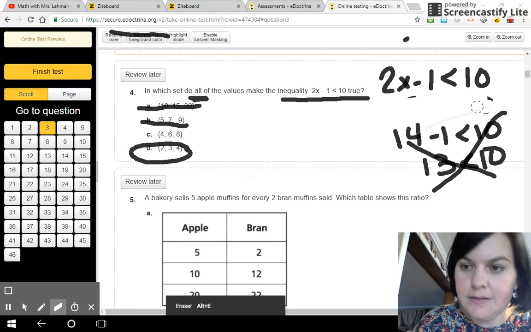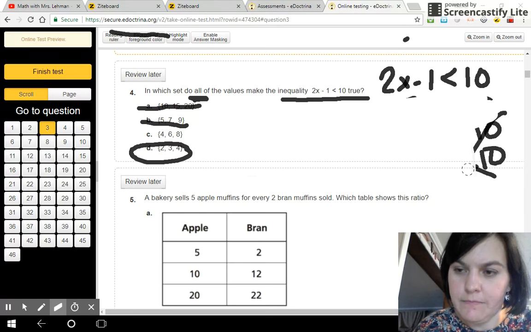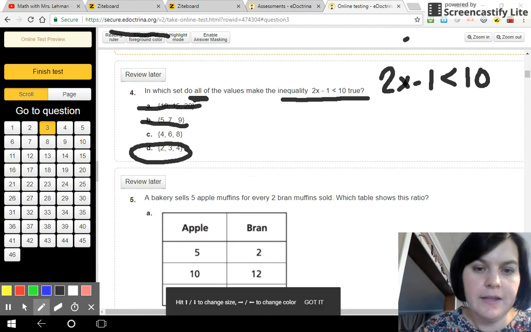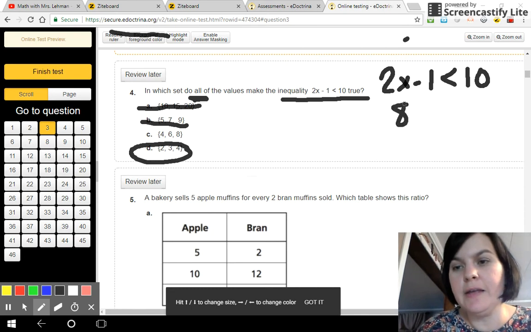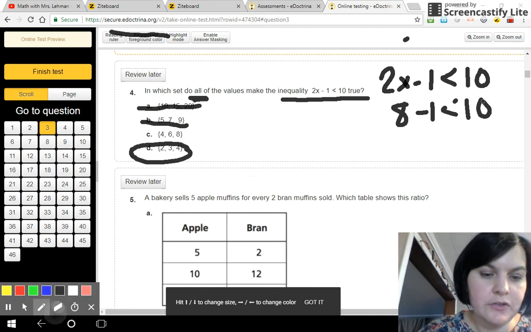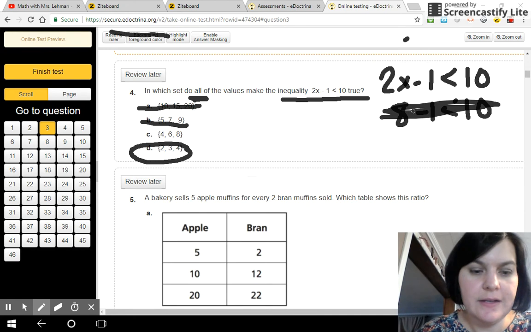Let's look at choice C here. Takes me 5 days to erase this, but I'm going to. All right, the next one, again, if you plug in 4, you're going to say 2 times 4 is 8. 8 minus 1 is less than 10. You get all hyped up. Yay, I got the right answer. No, it's a trap, kids. Don't be trapped.